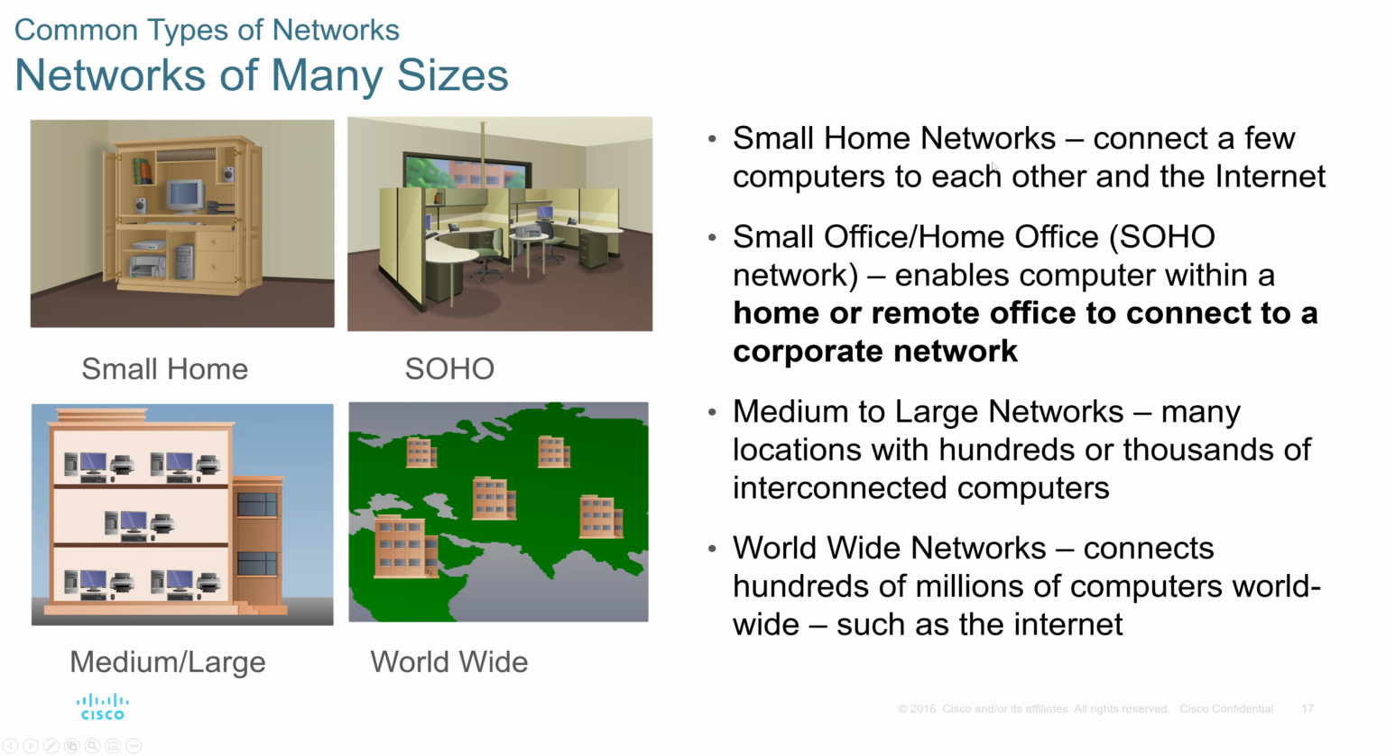The small home networks connect a few computers to each other and directly to the internet. Small office, home office, or SOHO networks enable computers within a home or remote office to connect to a corporate network. It could be multiple computers or multiple devices. It just lets those devices within a home or remote office connect to a corporate network. This is a very important concept that you understand the difference between the small home networks as well as the home office network.